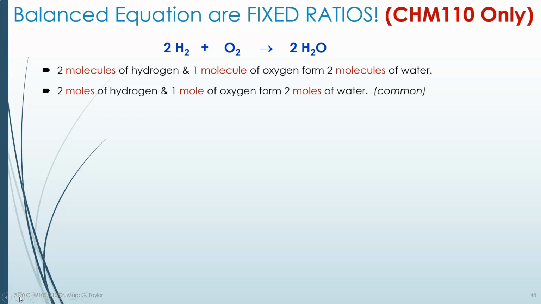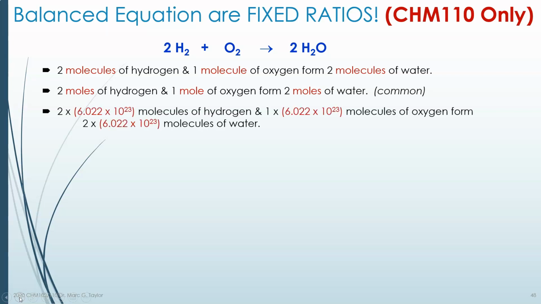The point here is that it's a fixed ratio. It doesn't matter what unit we're using. It's a 2 to 1 to 2 ratio no matter what, as long as we're using some method that counts the particles of the substances, either atoms or molecules or formula units or ions. We can have 2 times Avogadro's number worth of molecules of hydrogen. That's the same thing as a mole. Plus 1 of Avogadro's number of molecules of oxygen form 2 of Avogadro's number of molecules of water.